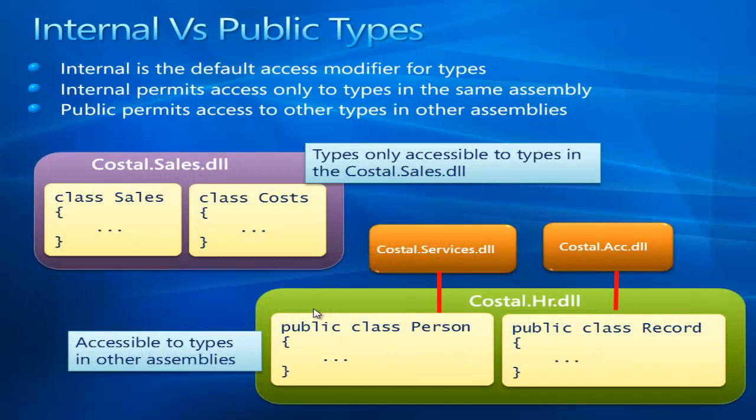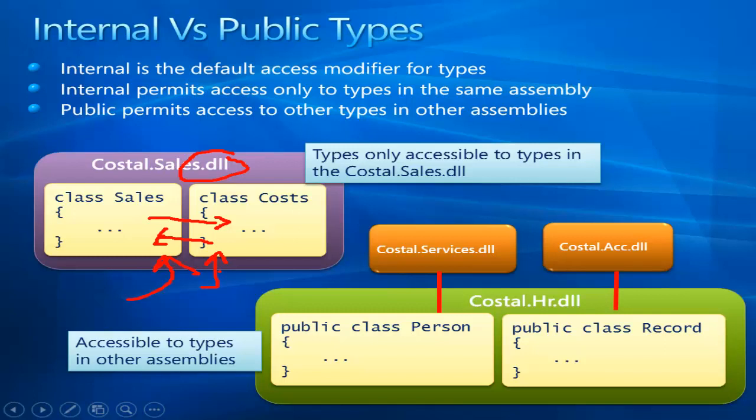So let's look at the difference between internal and public. When you say internal, if these two classes are internal, they can communicate with each other. They can do anything within this assembly, but the outside world can't access them because they are not available to the outsider.